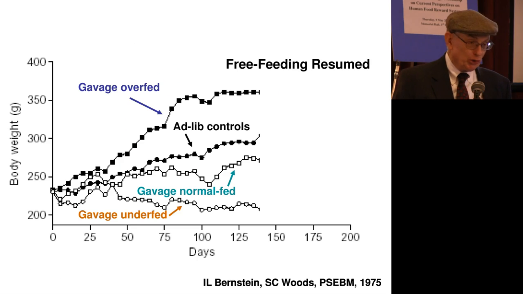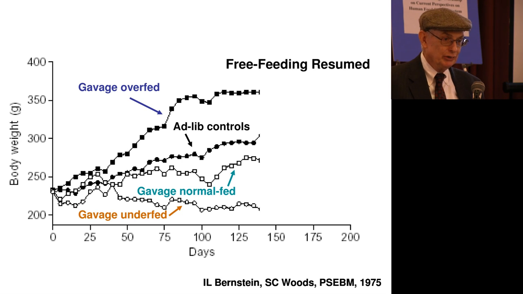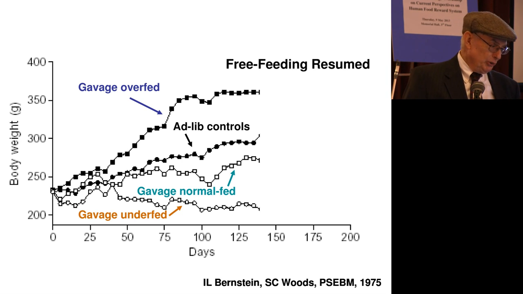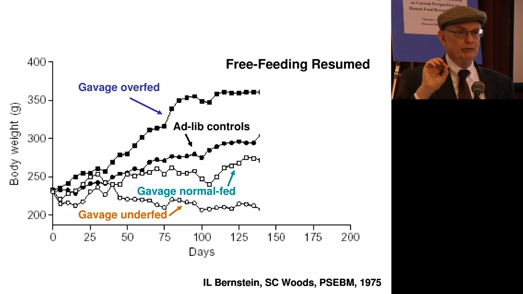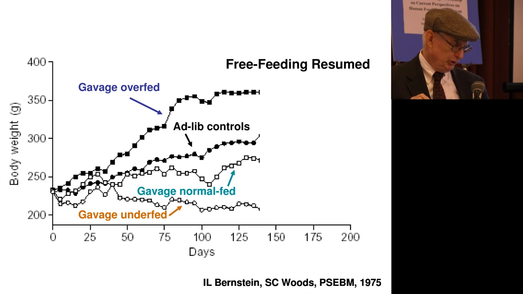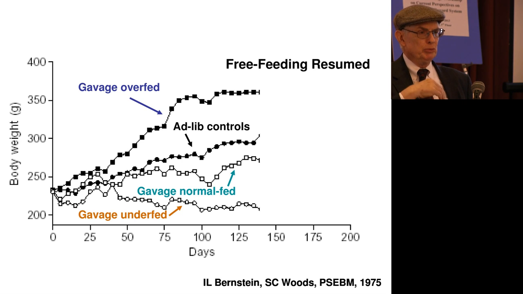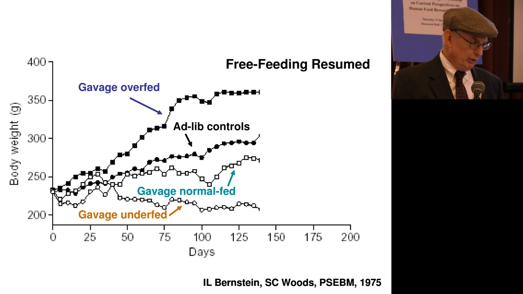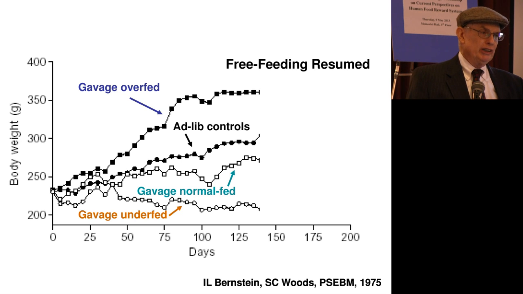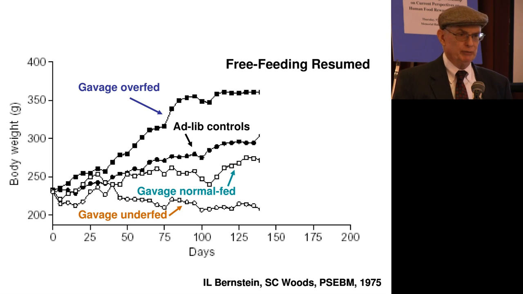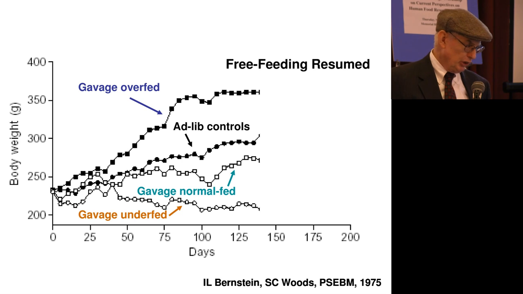This was an early paper, 30-some years ago now, by Eileen Bernstein and myself. We did a very simple thing with four groups of rats. There's some controls in the middle. The other three groups, we put a tube down their throat three times a day and gave them food. Same food, just different amounts. We wanted to make some fatter than they'd be. That's the overfed. We wanted to make some thinner than they'd be, and we wanted to have some that were sort of in the middle, controls.